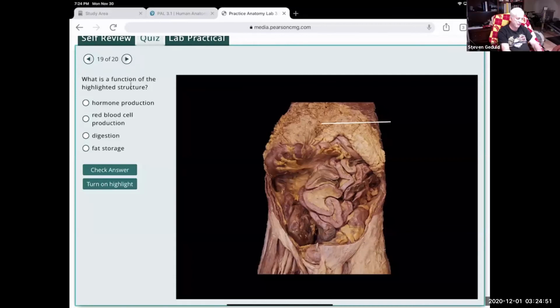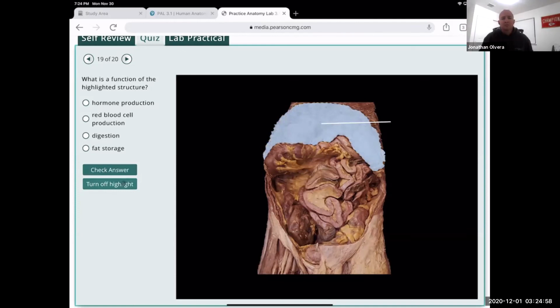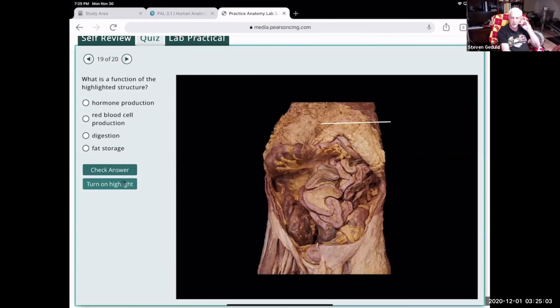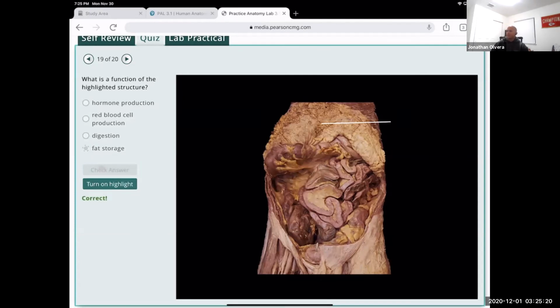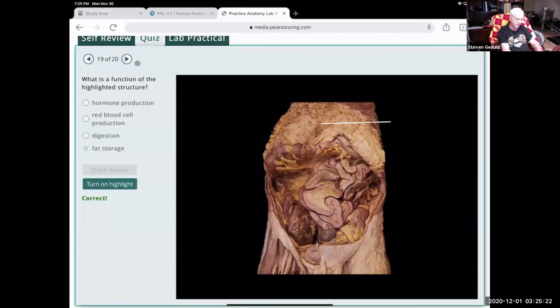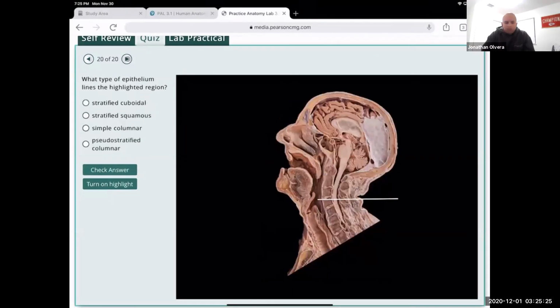Okay, what is a function of the highlighted structure? This whole thing. First of all, what is that fat storage thing? Greater omentum. Perfect. This is the greater omentum. Okay. What does it do? Hormone production, red blood cells, digestion, or fat storage? Fat storage. Okay, perfect. Forms all the lipids around the stomach. Protects all the organs.